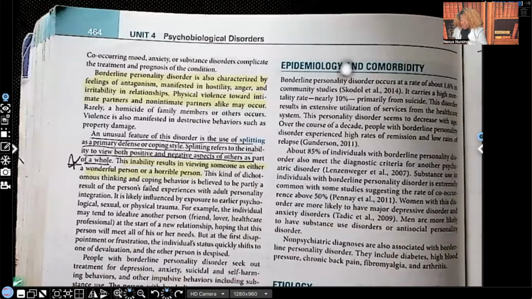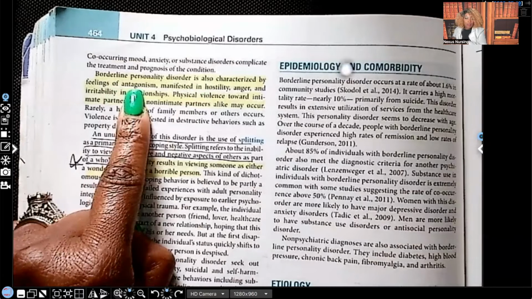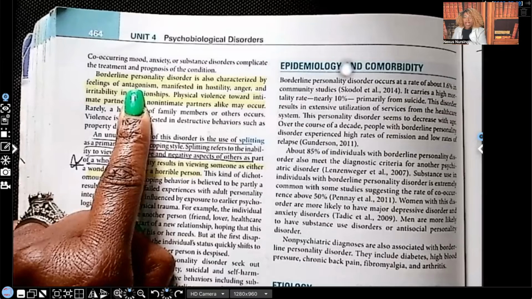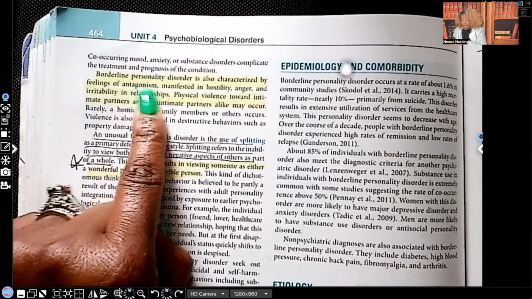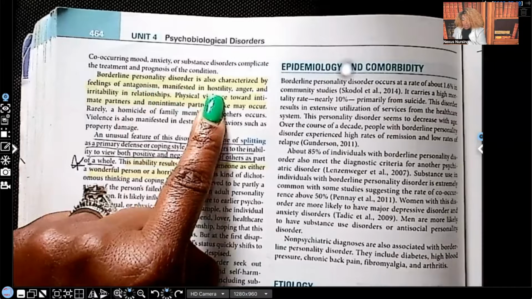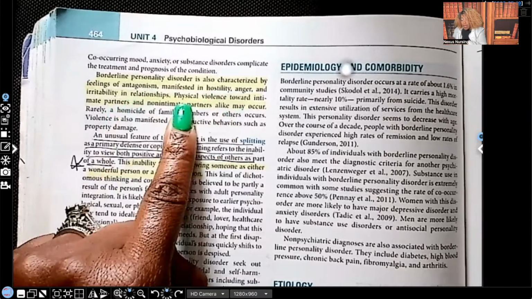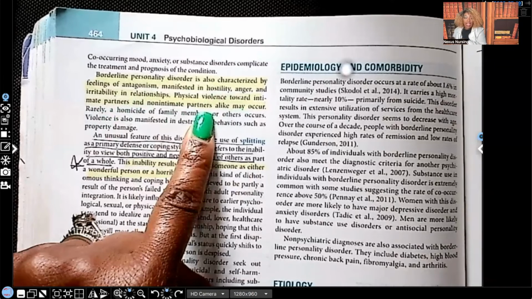Okay, borderline personality disorder is also characterized by feelings of antagonism, always having to argue. If I say red, you have to say blue. I say up, you have to say down. It's manifested in hostility, anger, and irritability in relationships. Physical violence toward intimate partners and non-intimate partners alike may occur.